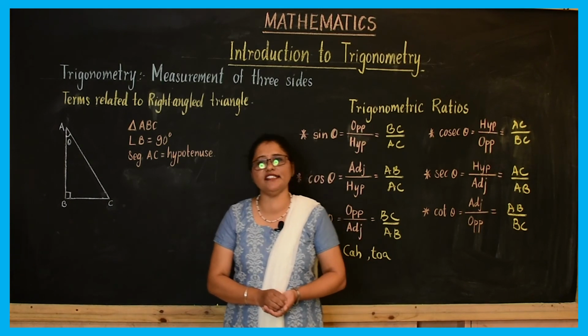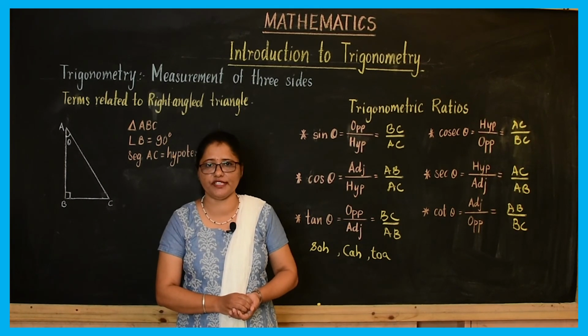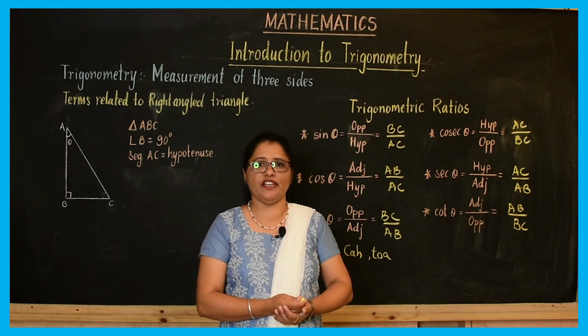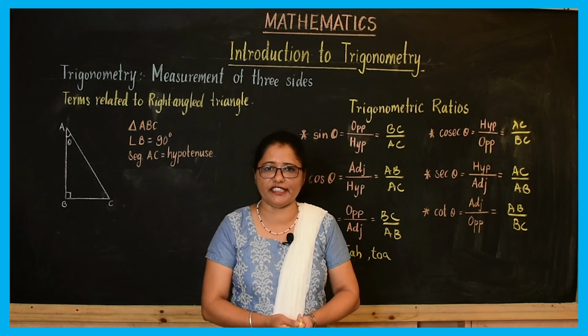So these are the 6 basic trigonometric ratios which we initially learned. There are more trigonometric ratios which you will be learning later on.